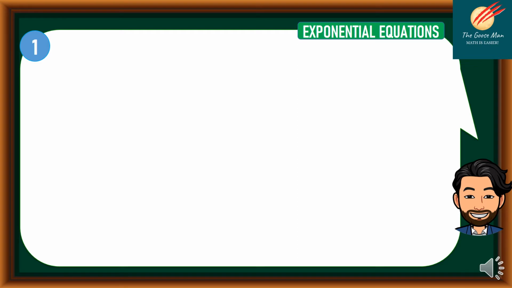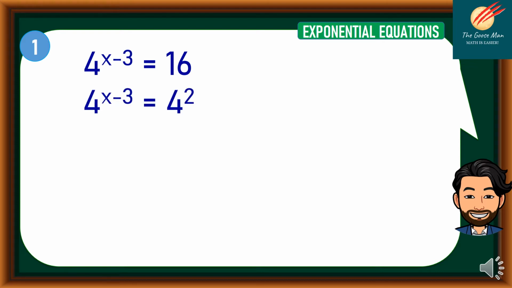So let's consider our example number 1. If I have 4 raised to x minus 3 is equal to 16. So the very first thing that we will do is convert 16 into exponential form, such that 16 is the same as 4 squared, or 4 times 4 is equal to 16.